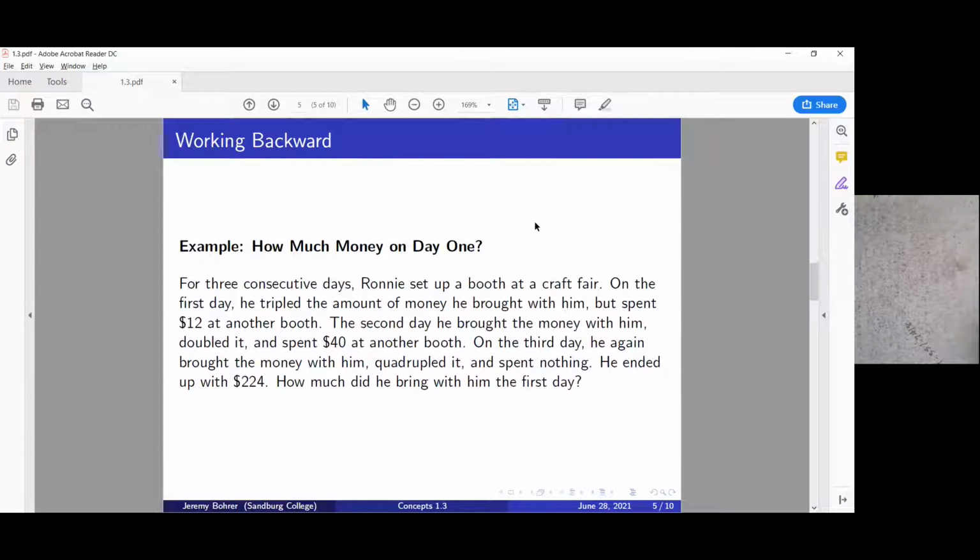In this problem, for 3 consecutive days, Ronnie set up a booth at a craft fair. On the first day, he tripled the amount of money he brought with him, but spent $12 at another booth. The second day, he brought the money with him, doubled it, and spent $40 at another booth. And on the third day, he again brought the money with him, quadrupled it, and spent nothing, and ended up with $224. How much did he bring with him the first day?